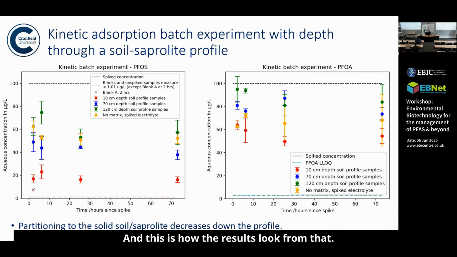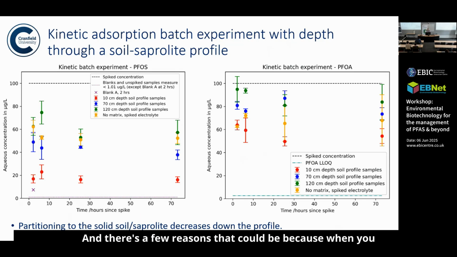And this is how the results look from that. So you see more partitioning to the solid soil or saprolite in the shallower profile. We have something going on with our no-matrix spiked electrolyte controls here, because you can see that their recovery is actually worse than the rest. And so we don't correct the main samples' recoveries based on those controls, because I think the recovery is actually different, and there are a few reasons that could be.